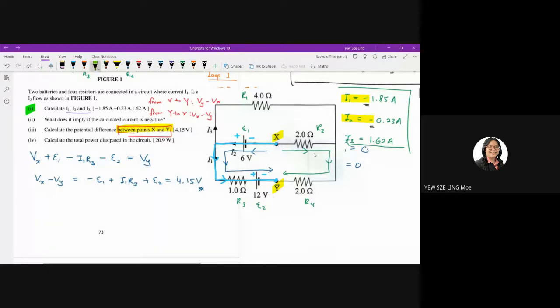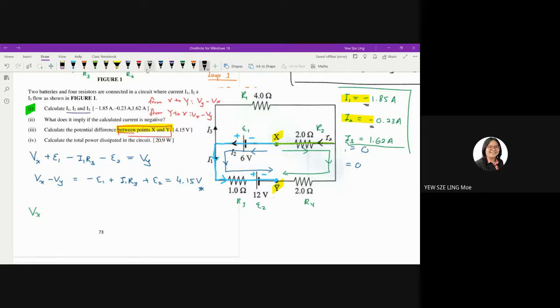Now let's see, what if I travel towards the other direction? Again, I'm going to start from X, so I start my journey from Vx. If I travel towards the right-hand side, as I pass through R2, if you look at the original diagram, I2 is going to the left-hand side.